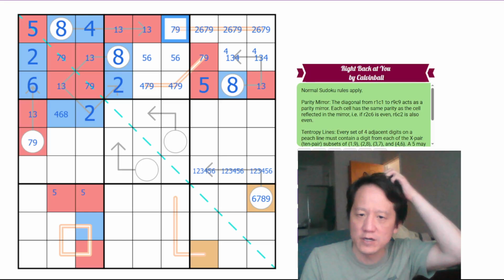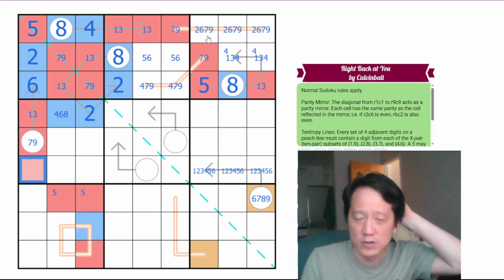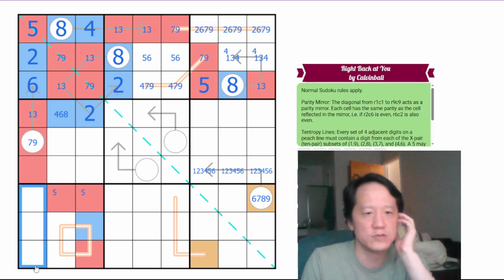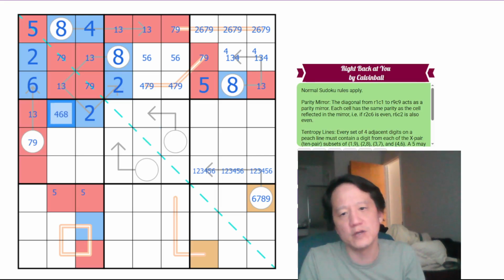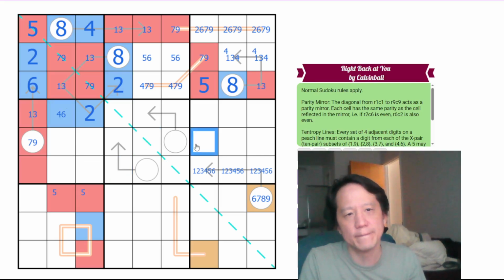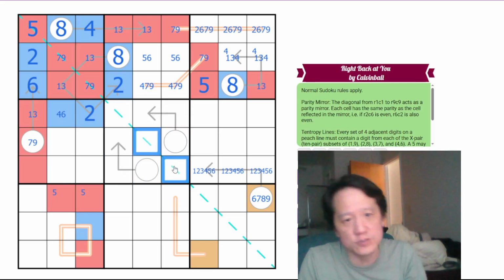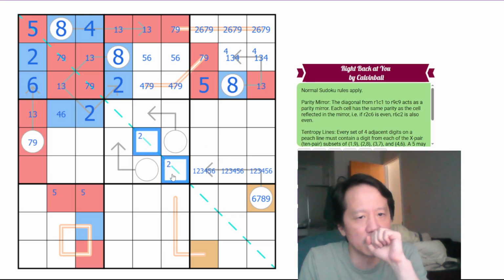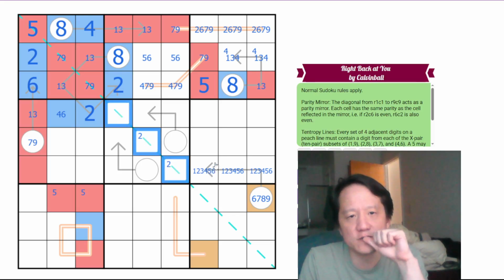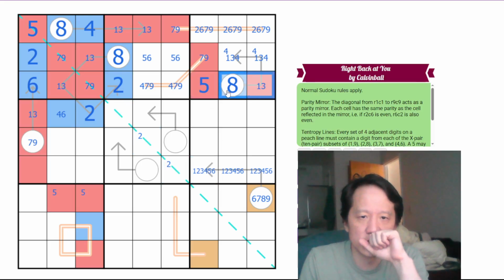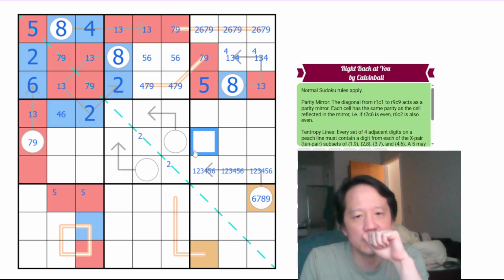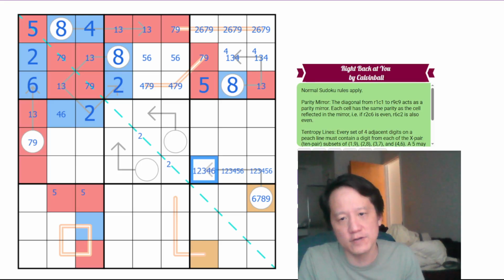So this must be odd, which forces this to be odd here. Therefore, we have 2 evens and 1 odd here. This is 2 evens and 1 odd here. This can't be 8 because of the 8 in the column. 2 cannot be here, and 2 cannot be here. 2 can't be either of these two cells, so 2 has to be on the line. We also know there's another even on this diagonal. We're not sure which. This can't be 5.